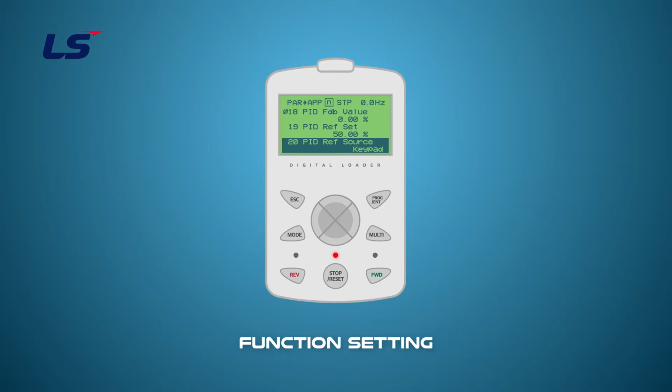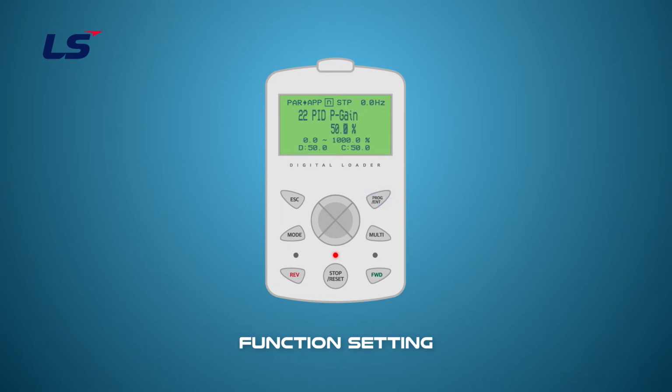In APP21, you can select the PID feedback source. In this example, we will set APP21 to V1 to arbitrarily change the feedback value by adjusting the input voltage with the volume resistance.